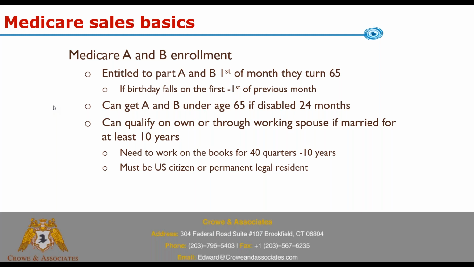To qualify for Medicare, you can either qualify on your own by working at least 10 years on the books, or you can qualify through a working spouse. So if you were married and your spouse worked at least 10 years, then you would qualify through them for Medicare A and B. So either way would work. Also, one thing, and I do get asked this once in a while, you have to be a U.S. citizen or a permanent legal resident in order to be eligible for Medicare.